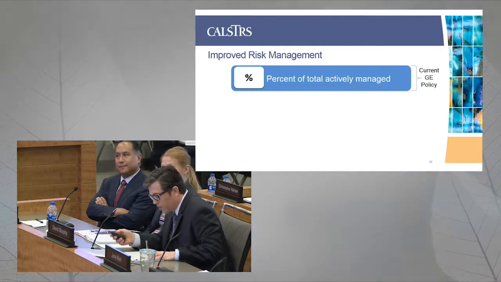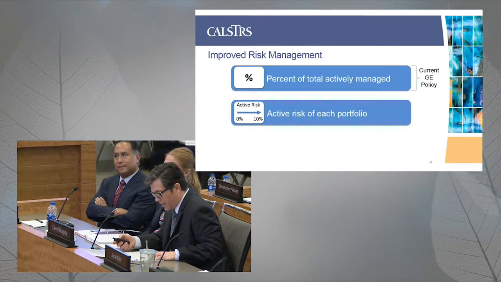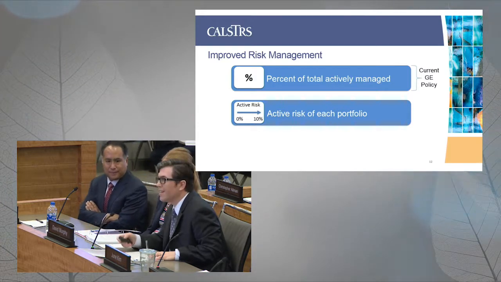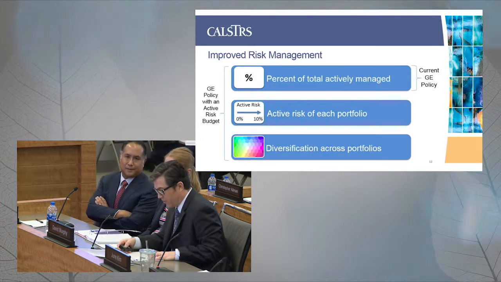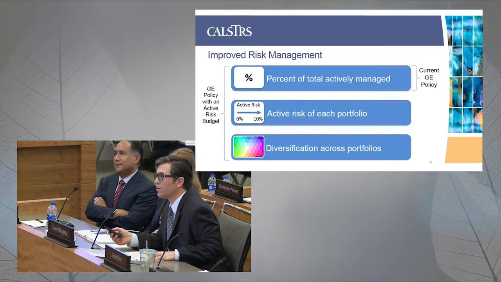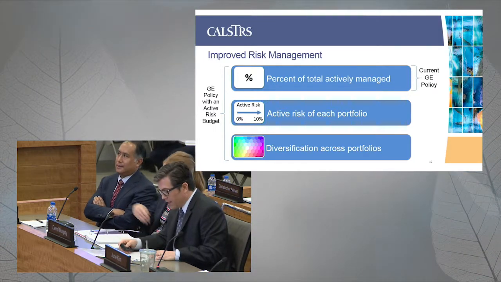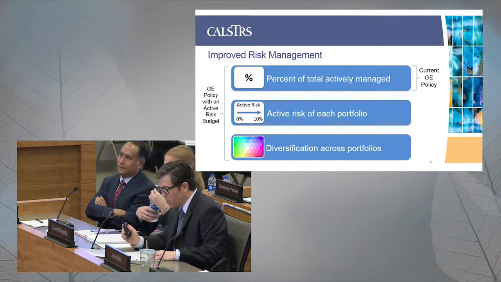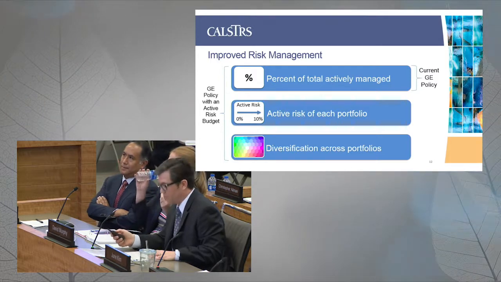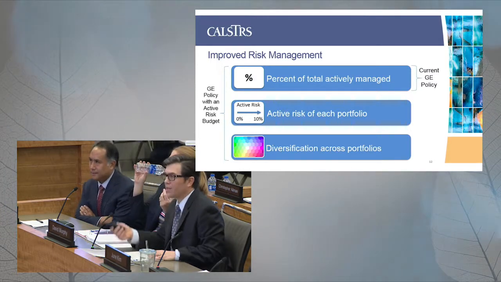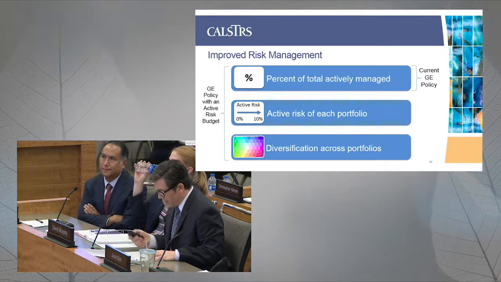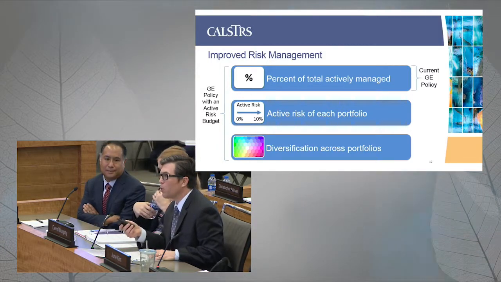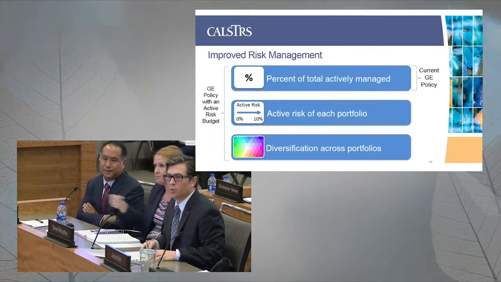However, with an active risk budget, the level of active risk of each portfolio would be taken into consideration, and it also incorporates the diversification across all portfolios. In other words, active risk captures a more complete set of risk drivers. It goes beyond how much we should allocate to an active strategy, and includes the active risk of each portfolio and the correlations between them.